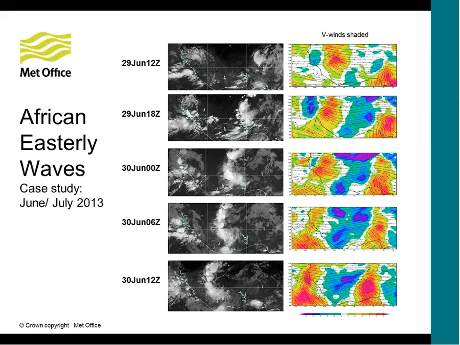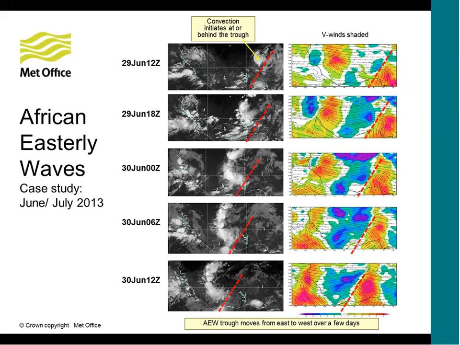So showing that in a little bit more of a case study, this is from another time, in 2013, and this is just a series of, actually I think this is ECMWF data on the right-hand side, of V winds which are shaded. So you don't have to agonize over the plot too much, I've shown where the trough of the African easterly wave is, where the V winds are switching from southerlies to northerlies. And you can see that over that period, which is just a day, the trough of the African easterly wave is moving from the east to the west.